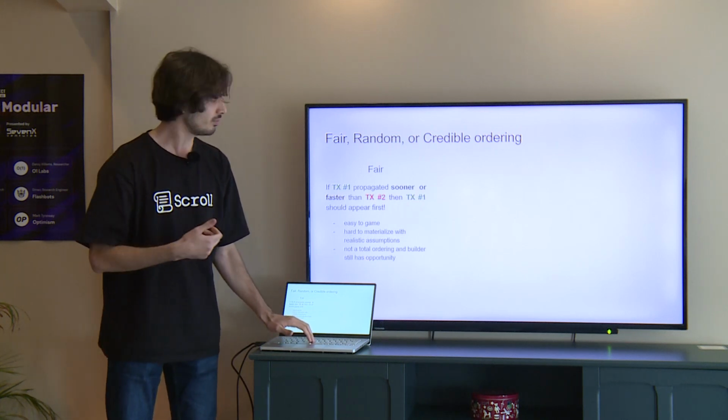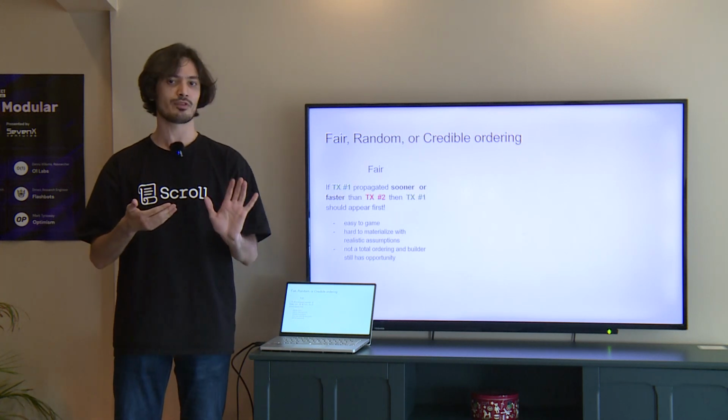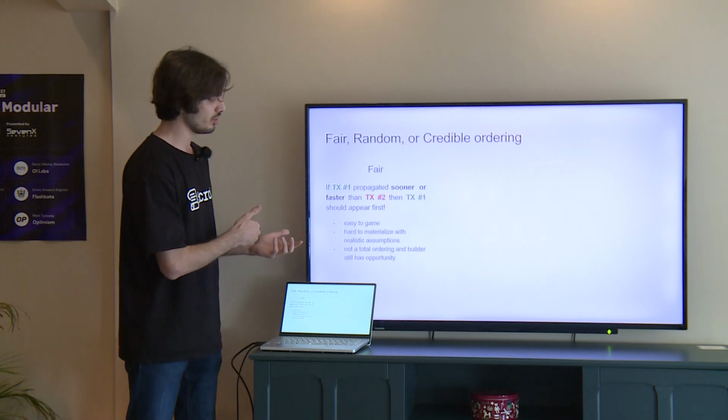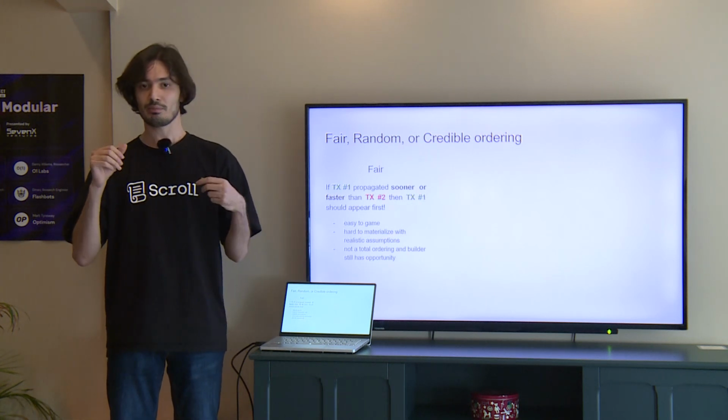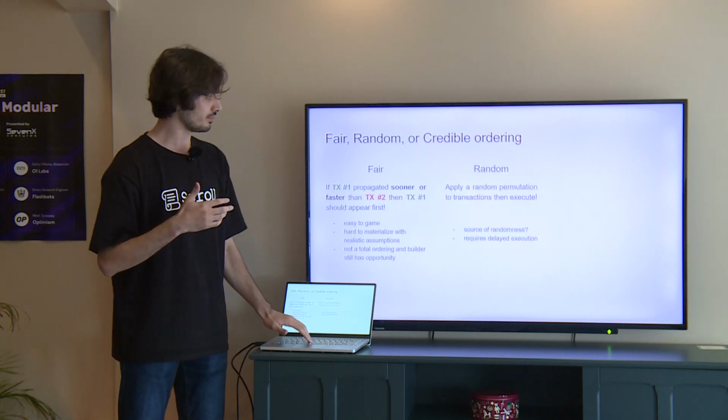The way it could help with censorship is it eliminates the need for builders. So we have more proposers that are following this rule. So it indirectly may solve censorship somehow, but it doesn't attempt to directly do that.